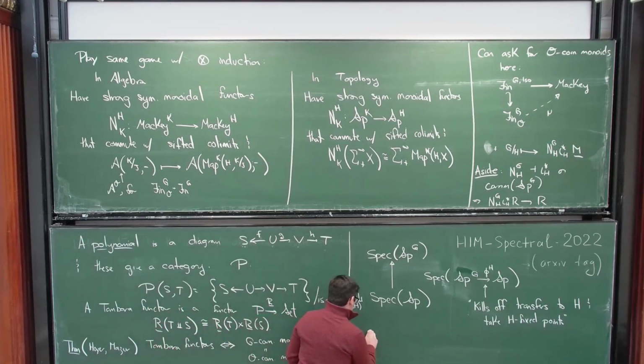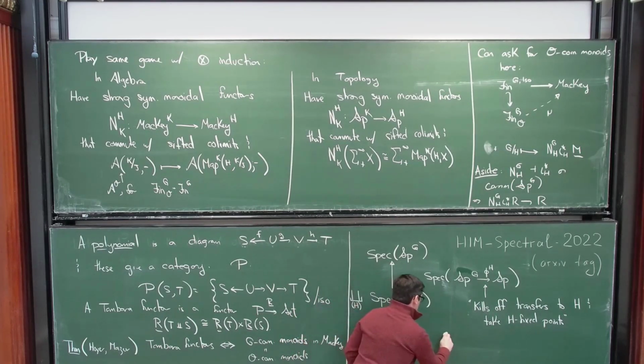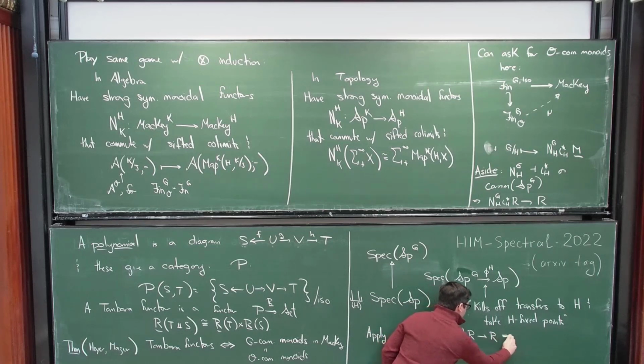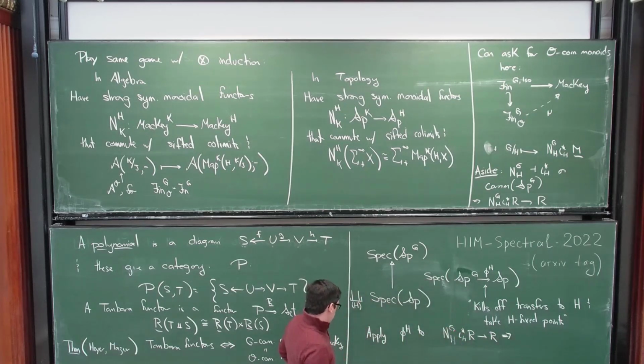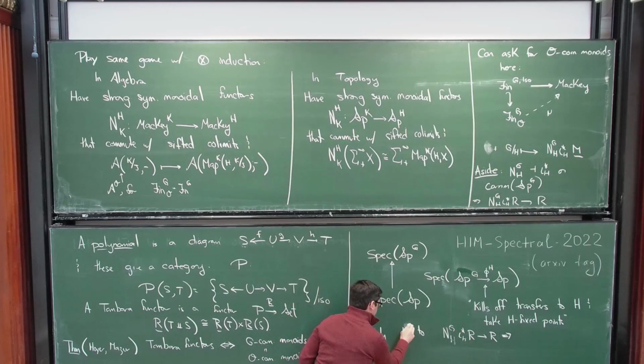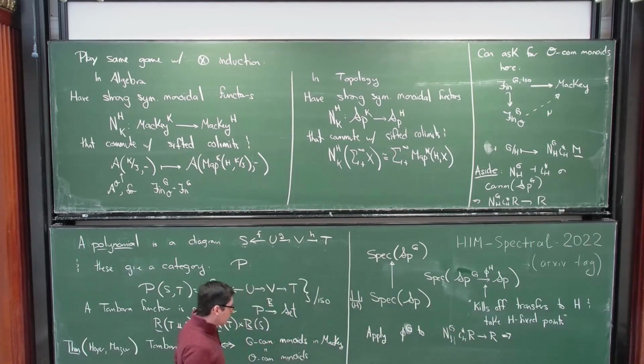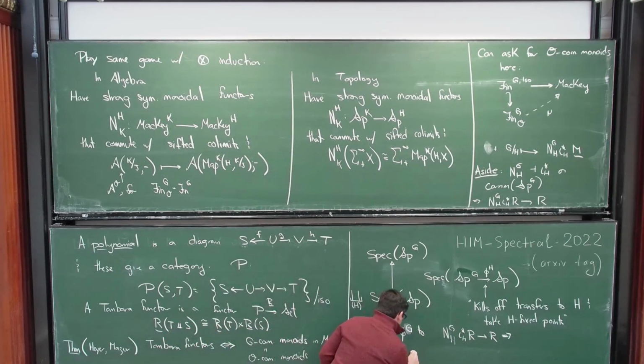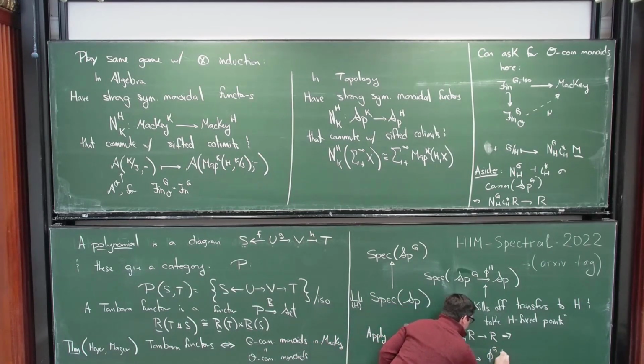So let's apply phi H to the norm from H to G, phi H upper star R, back to R, and this gives me, phi G, excuse me, that's important, phi G, to this, and I get, well, phi G of the norm goes back to phi G of R.